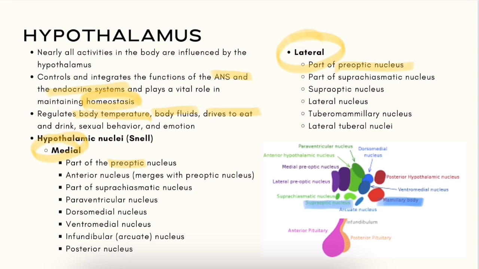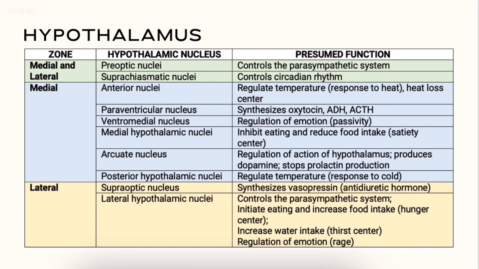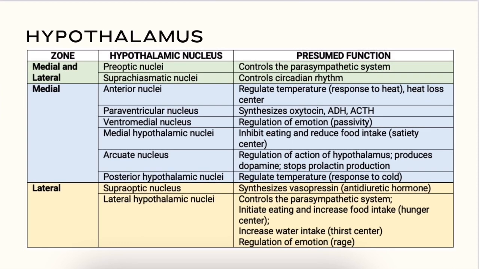So what we're going to do now is, we've summarized it in a table right here where you can find the zone that it comes from, the name of the nucleus, and its presumed function. You can pause and screenshot, and then you can have it to review the functions over and over again. Okay, when you're done taking a screenshot, we're just going to briefly discuss all of them. We're going to start with your medial and your lateral. Your medial and lateral would have your preoptic nuclei and your suprachiasmatic nuclei.